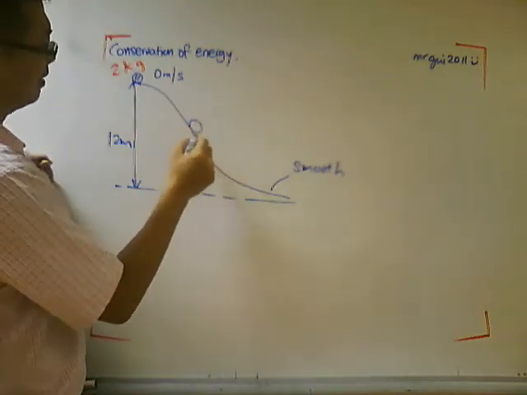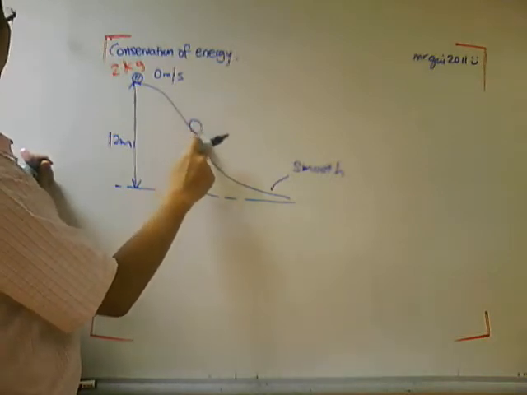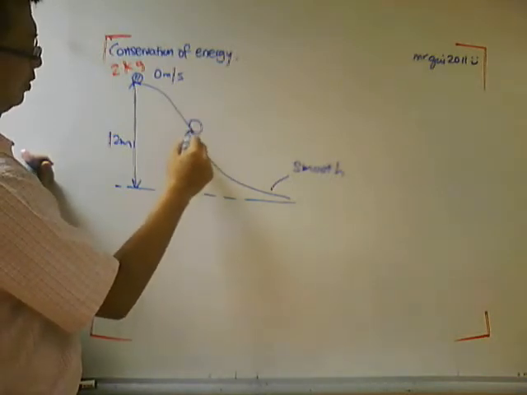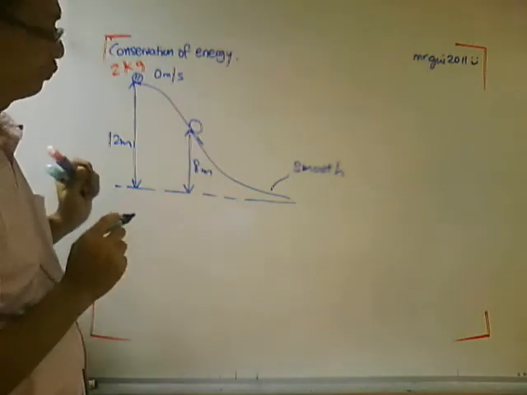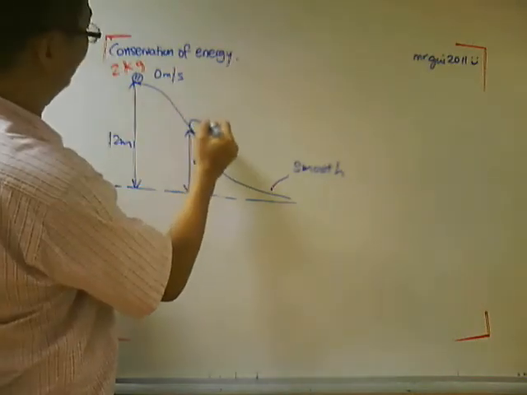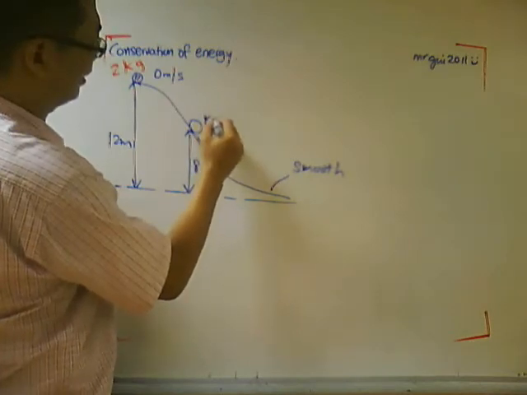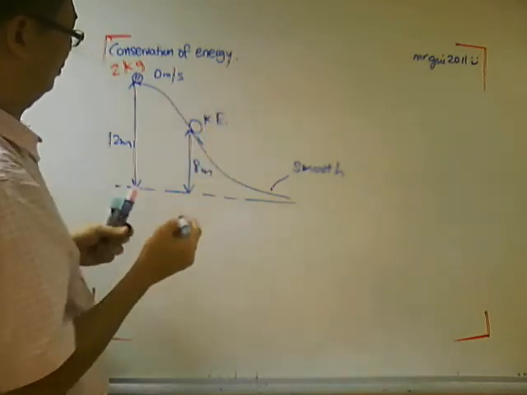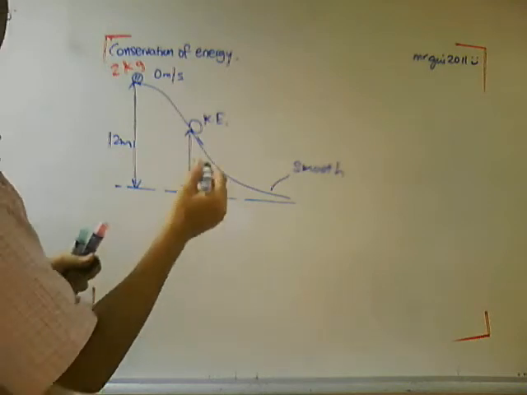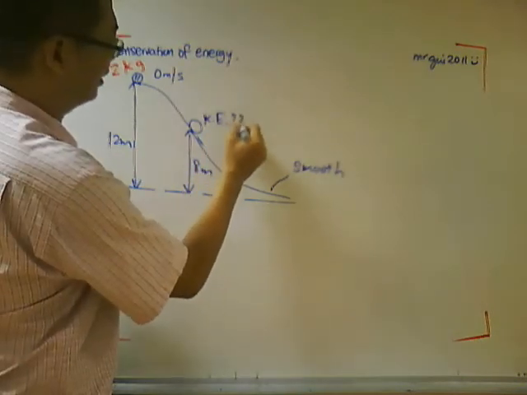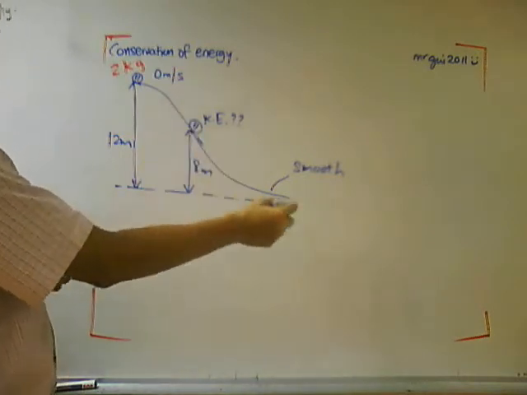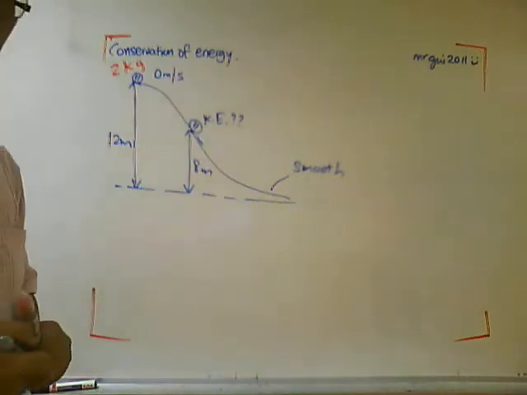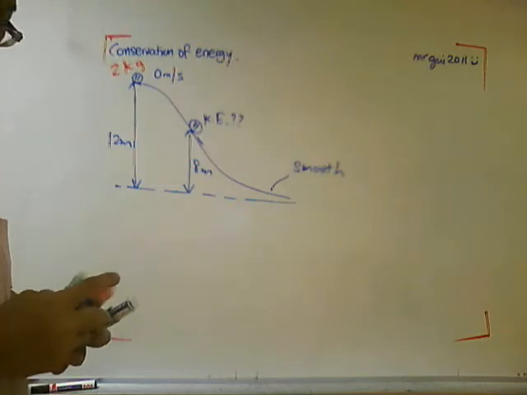Now, at some point down the slope, say 8 meters above the ground, we are interested in the kinetic energy. So we are supposed to find the kinetic energy of the ball, the same ball that rolls down the smooth slope. Neglect air resistance and neglect friction.